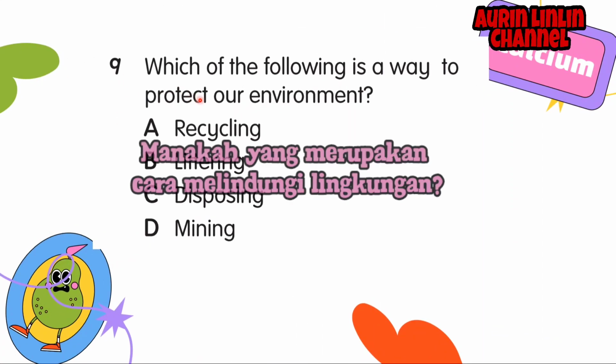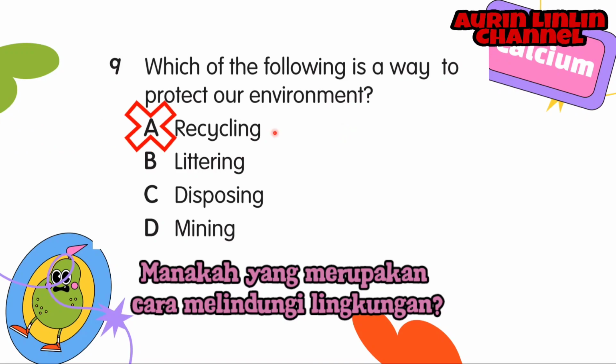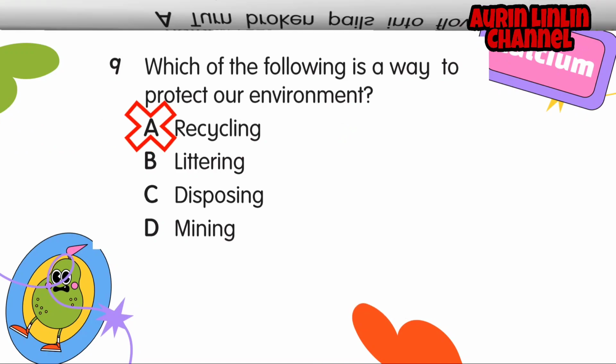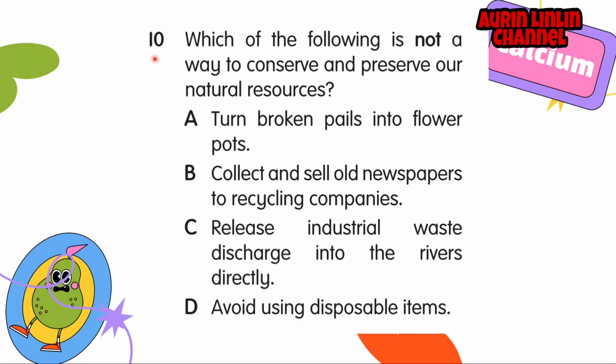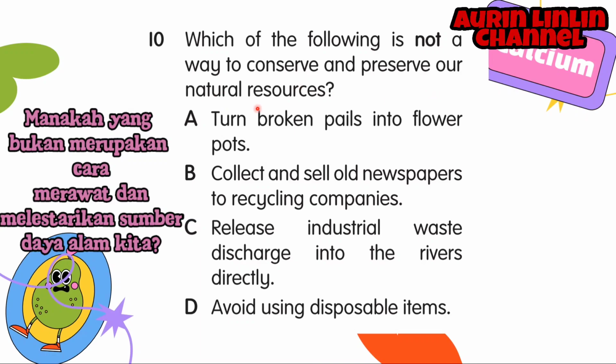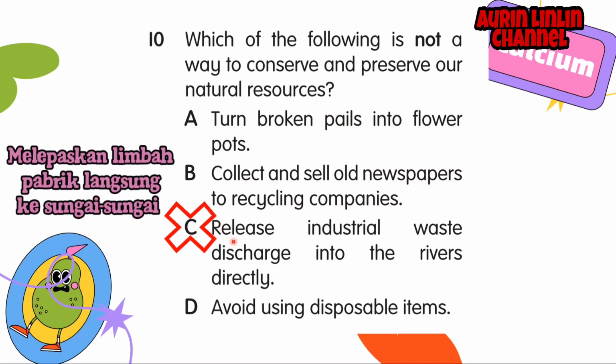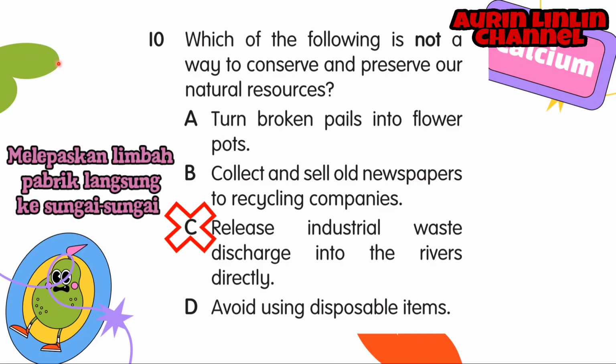Number 9. Which of the following is a way to protect our environment? And the answer is recycling. Number 10. Which of the following is not a way to conserve and preserve our natural resources? And the answer is C. Release industrial waste discharge into the rivers directly.